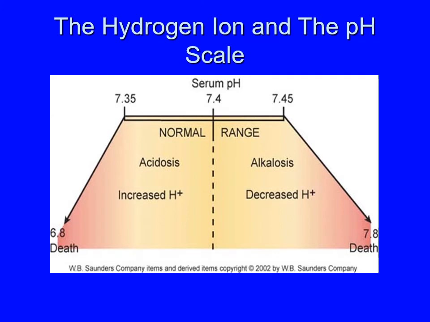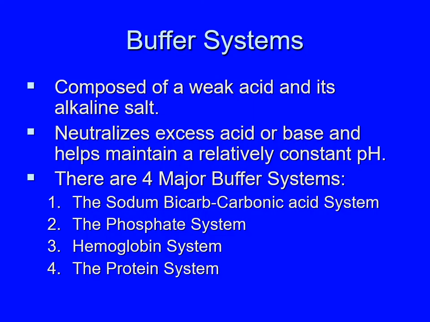So here's the hydrogen ion and the pH scale, and remember that the more H ions you have, the more acid the solution is. So there's your normal range, 7.35 to 7.45, and as you increase in acid, you increase H ions. If you go to a more alkaline level, then you're decreasing your H ions. And if you get to extremes, either side, it can result in death. So your buffer systems are composed of a weak acid and its alkaline salt. Neutralizes excess acid or base and helps maintain a relatively constant pH.